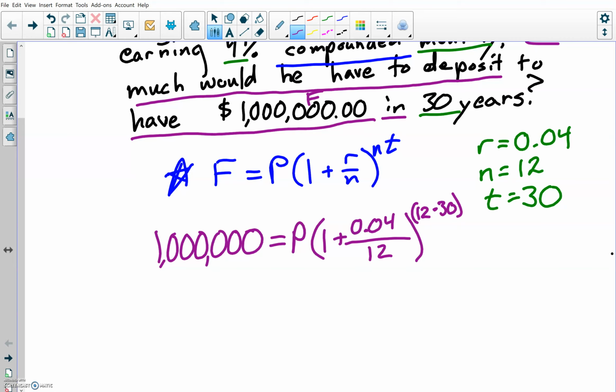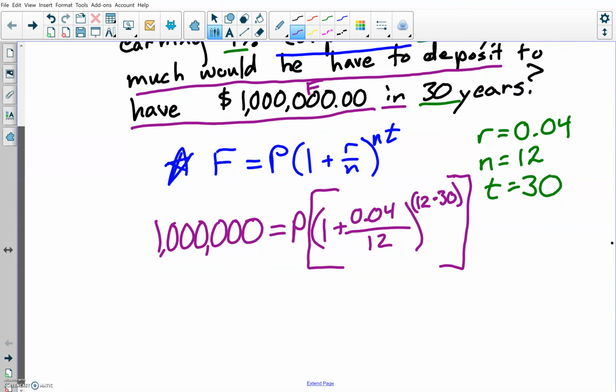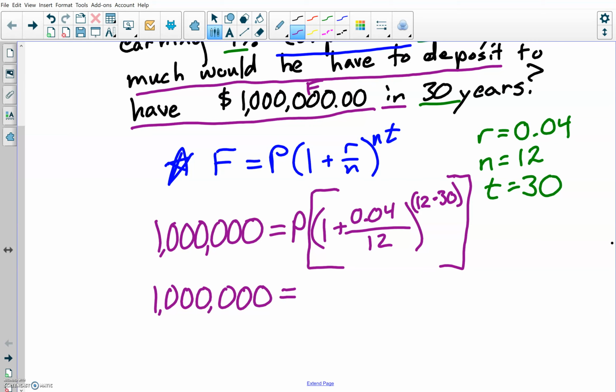Now to get that P alone, you have to notice that this whole piece here is being multiplied. It's a number that's getting multiplied by P. If you take that number that's being multiplied by the present value, that principal, and divide it onto both sides, what you're going to get is this.